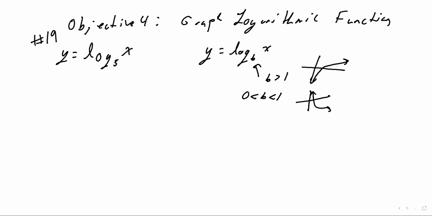So I'll go a little bit further in detail. If we take our f of x equal to a log base b of x minus h plus k, just like all of our other transformations, this would shift left or right. So if it was negative, it would go right.